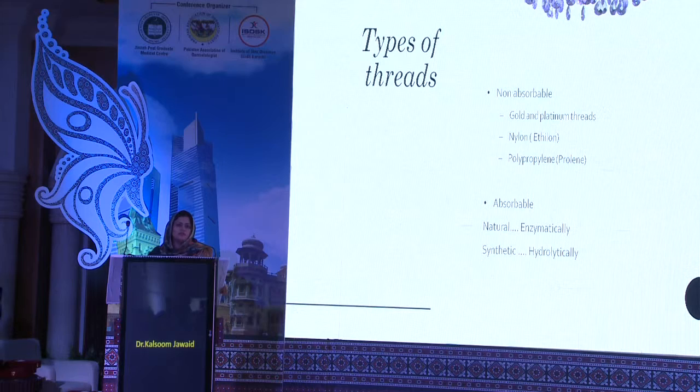The non-absorbable threads classically, historically, were gold and platinum threads, not used nowadays. Others, which are permanent and non-absorbable and still in use, are nylon and polypropylene, that is Prolene. They are both quite widely used in surgery, not much in dermatology and aesthetics. The other ones are absorbable ones. According to their origin, they may be natural or synthetic. Natural ones get absorbed by enzymatic processes and synthetic ones by hydrolytic processes to carbon dioxide and water.